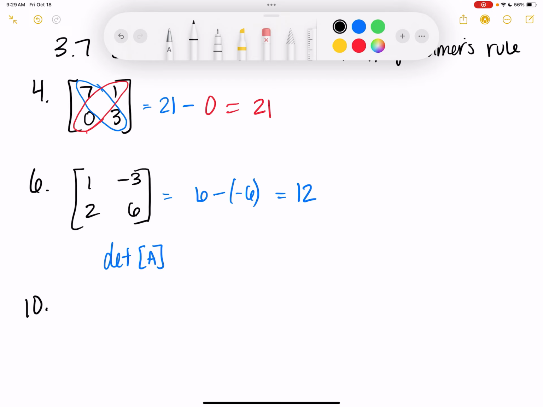All right, one more 2x2. -5, 12, 4, 6. How would I set this one up? -30 minus 48, which is equal to -78. All right, any questions about 2x2? Because if you don't understand 2x2, you're going to be really confused with 3x3.